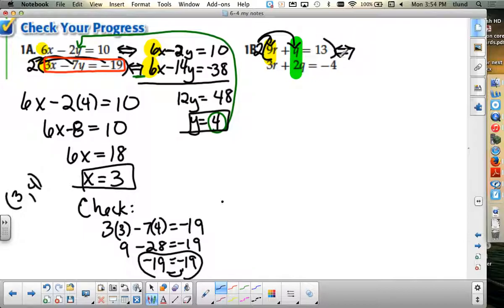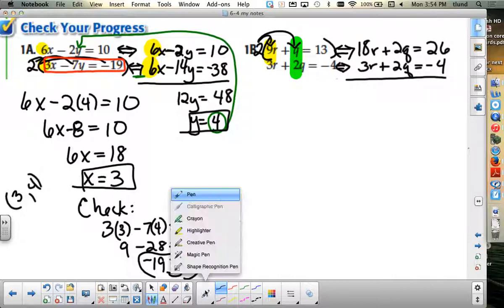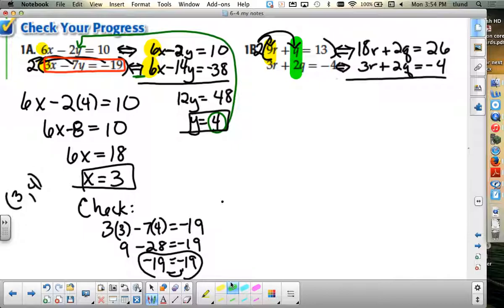You just want to multiply by as small a number as possible, or as little change as possible. So since I already have it up there, I'm going to multiply the top equation by 2. That gives me 18r plus 2q is equal to 26. I'm not going to change the bottom equation, but I'm just going to move it over so that it's underneath the first one. And having them lined up, you can see that the q's will eliminate. I can eliminate those q's if I subtract, because they are of the same sign. So I'm going to be subtracting the two equations.